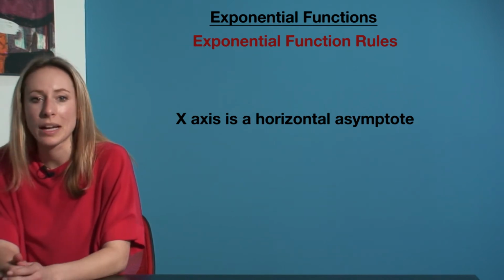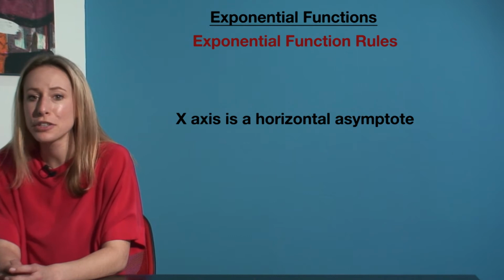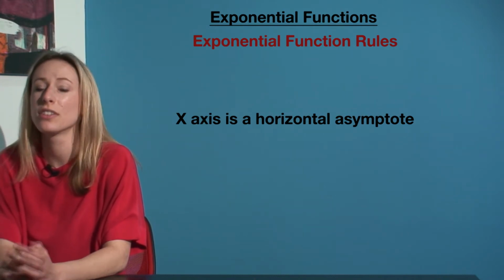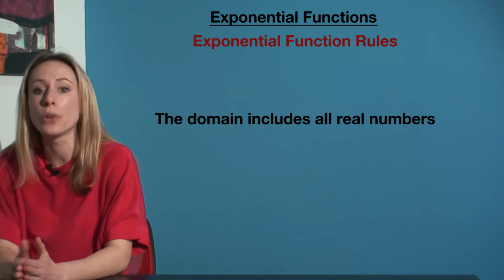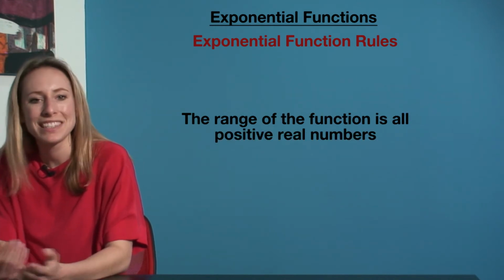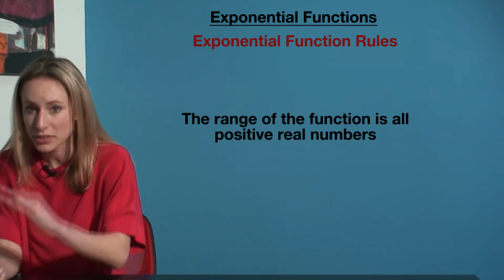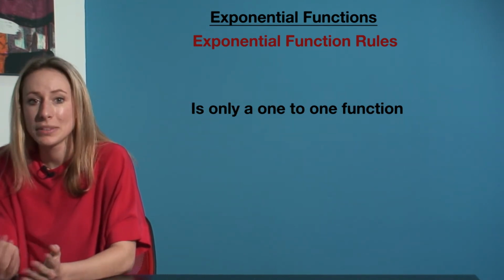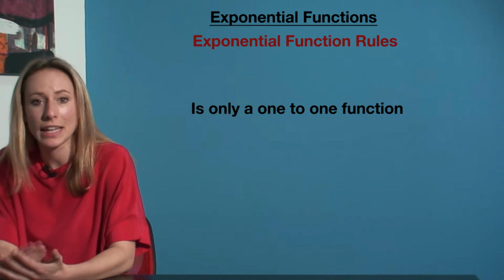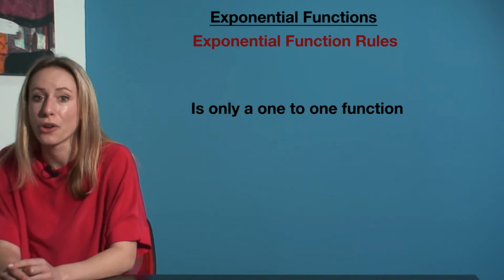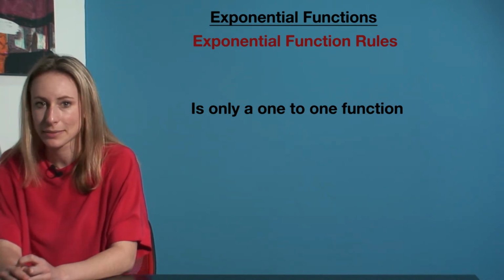As our value of x becomes a greater negative value, then the function will become a smaller and smaller fraction, slowly approaching 0. Number 5 is that the domain includes all real numbers. Number 6 is that the range of the function is all positive real numbers. Number 7 is that it is a one-to-one function, which means that every point on the x-axis corresponds to one, and only one, point on the y-axis.